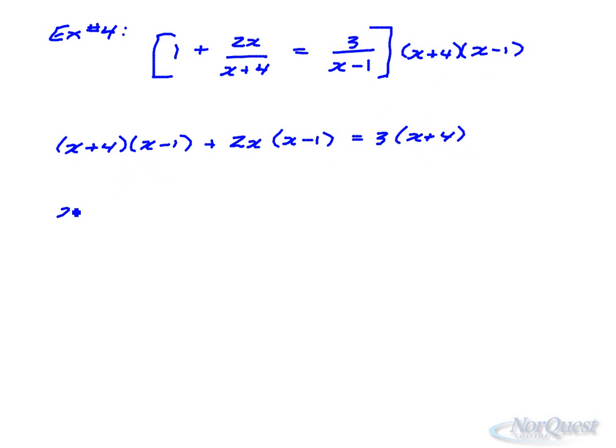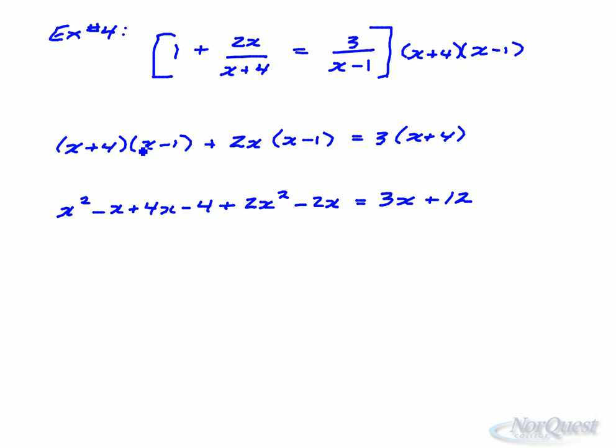X times x gives us x squared minus x plus 4x minus 4. Plus 2x times x is going to be 2x squared minus 2x. And on the other side of the equation, we get 3x plus 12. So now we can write this in general form.